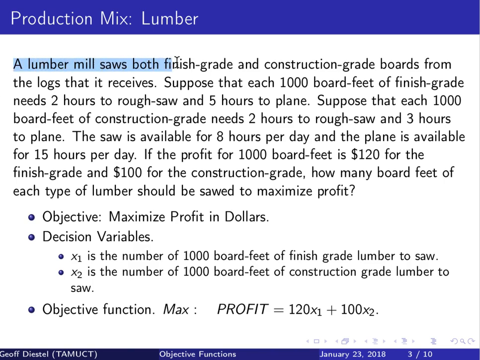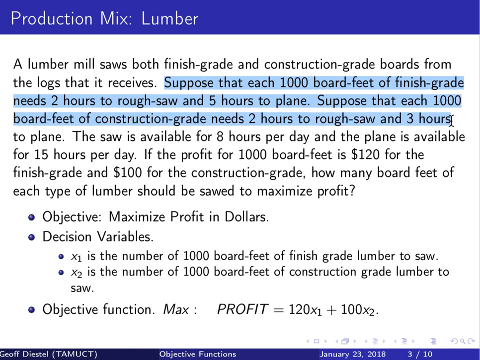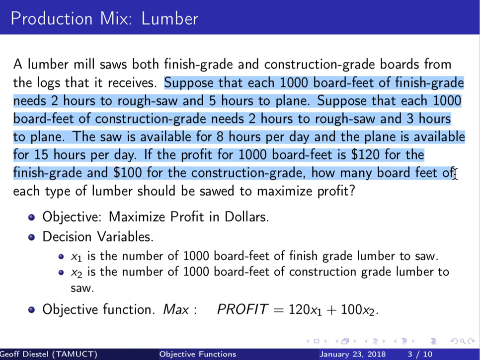So a lumber mill saws both finished grade and construction grade boards from the logs it receives. All right, suppose each 1,000 board feet of finished grade needs 2 hours to rough saw and 5 hours to plane. Suppose that each 1,000 board feet of construction grade needs 2 hours to rough saw and 3 hours to plane. The saw is available for 8 hours per day, and the plane is available for 15 hours per day. If the profit for 1,000 board feet is $120 for the finished grade and $100 for the construction grade, how many of each type of lumber should be sawed to maximize profit?